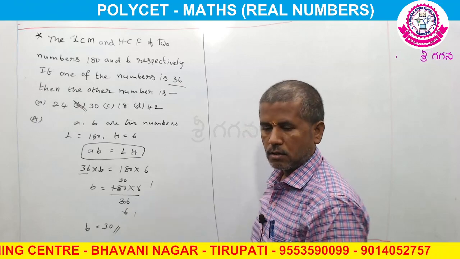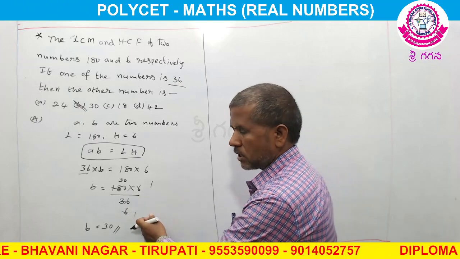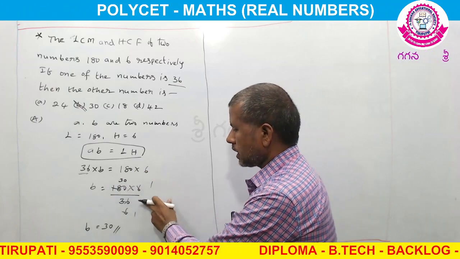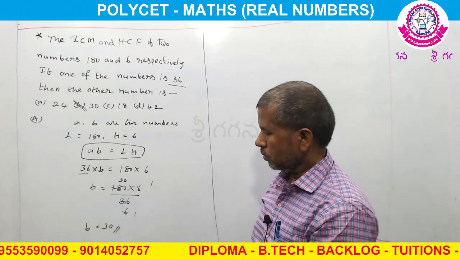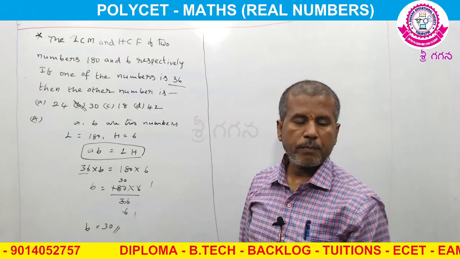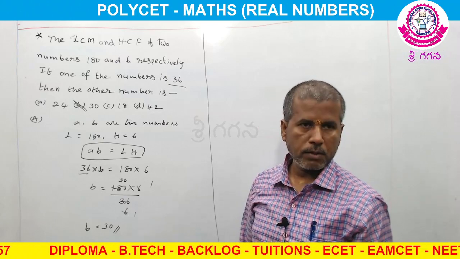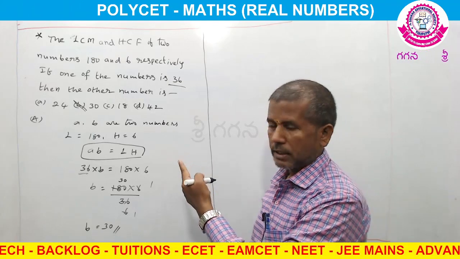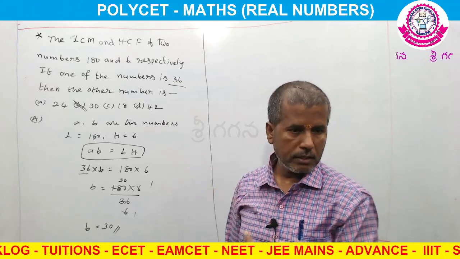6 sixes are 36. After 6, 6 threes are 18, 0. So 30 and 1 is 30. Denominator 1, leave it, no use. So b equal to 30. B means the other number. Next number, second number, anyone. So b equal to the other number. B equal to 30. So our answer is B.